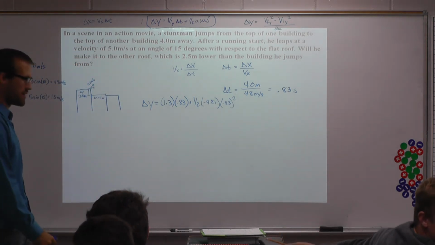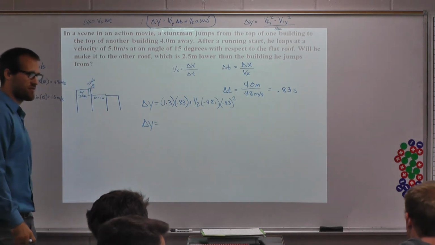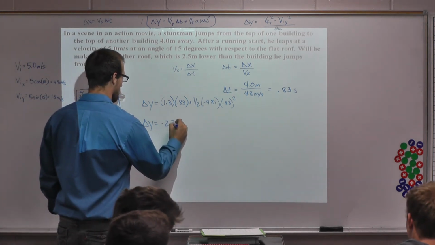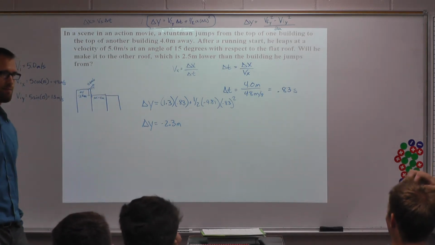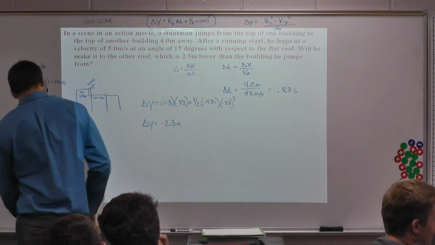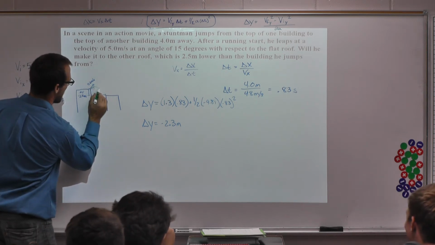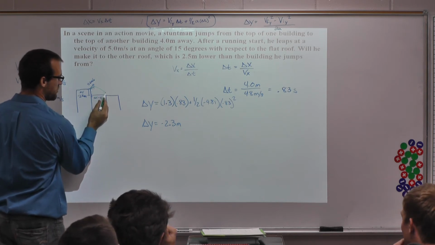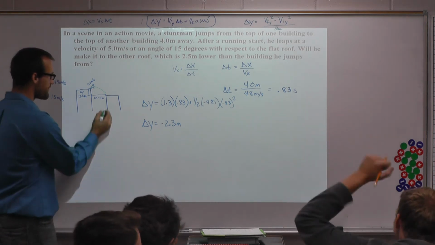You should get a negative number, which makes sense. What is your answer for change in y? Negative 2.3. So the question is, did he make it or not? Yes. If I were to draw a picture of his motion, he would have gone up in the air and by the time he scaled 4 meters, he would be at only negative 2.3, so is he going to make it? Yes. Is there a way to solve this using change in x?